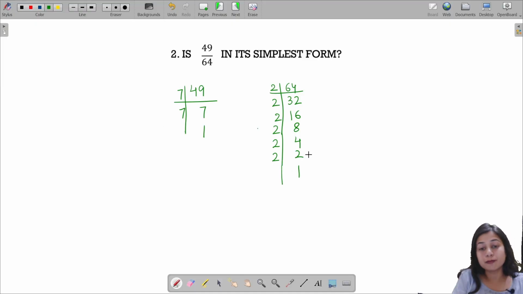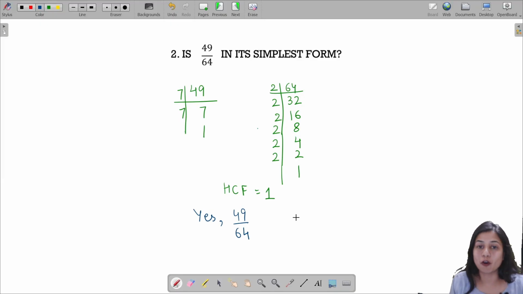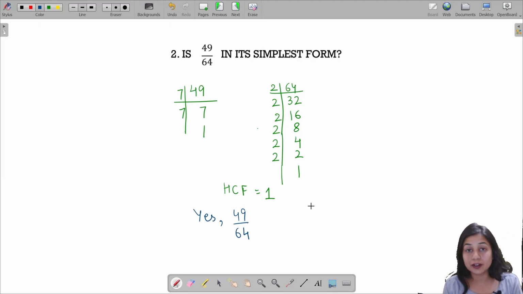So if we observe these numbers, we do not have any common factors. So here the HCF is 1. So the answer is yes, the fraction 49 over 64 is in its simplest form. I hope everyone is clear about it. So it's quite easy. Find the HCF and then we can decide, right?